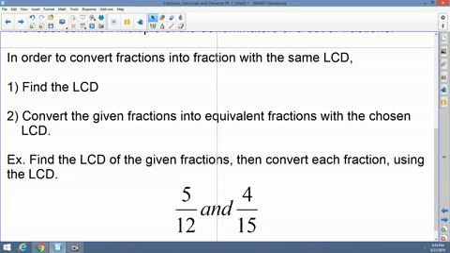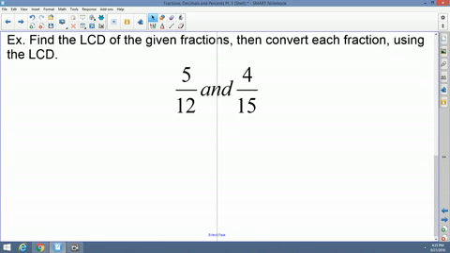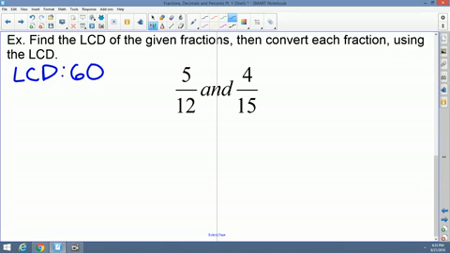And we already went over equivalent fractions. In order to find equivalent fractions, all we have to do is multiply both the numerator and denominator by the same exact number. So for example here, find the LCD of the given fractions, then convert each fraction using the LCD. Well, I'm going to go ahead and look at 12 and 15 here. This is where knowing your multiplication tables really comes in handy. The LCD here, for sure, is 60. Okay? Now I know that because I've been doing this a long time and I know my multiplication tables very well. Let's just say you didn't.